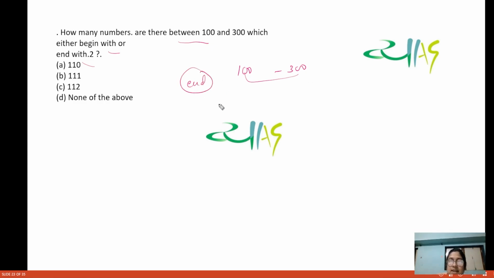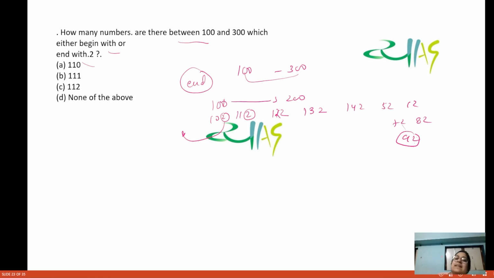So see, how do you do this? Between 100 and 200, from here you will start, you will get 102 here. So this ends at 2. Then you will have 112, 122, 132, 142, 152, 162, 172, 182, 192. Okay, so these are all the numbers that will end in 2. Other than these, none will end in 2. Between 100 and 200, the first digit of all is 1. So it is asking either begins or ends with 2. So how many did you count? 1, 2, 3, 4, 5, 6, 7, 8, 9, 10. So you have 10 numbers that end in 2 between 100 and 200.